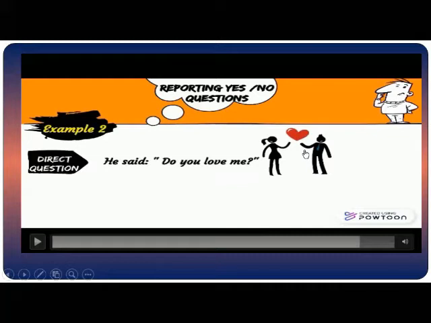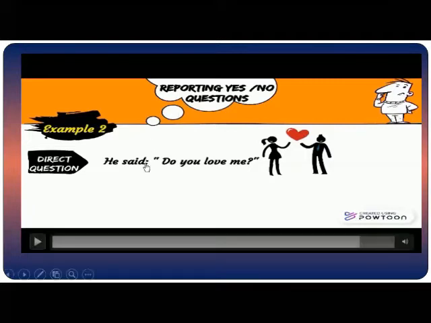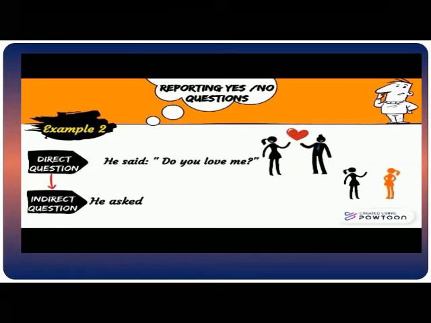He said, "Do you love me?" This is a yes/no question. To make the indirect question, "he asked," join using if. "You" will be "I." He asked if I. "Do love" is present simple, so "love" will be "loved." He asked if I loved me; here, speaking for he, so if I loved him. Whether or if.